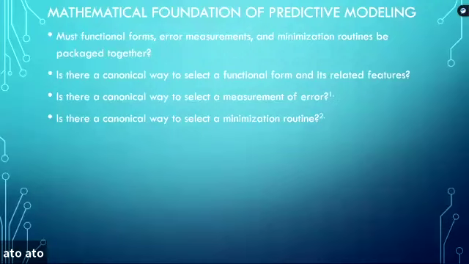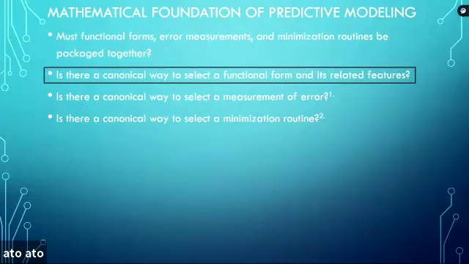So the idea is the chart on the last slide, right? You've got those columns. You specify your methodology, that gives you your functional form, that gives you your error function, that gives you your features, that gives you your minimization routine. It's not clear to me that all these things have to be coupled together. Since it's not clear they have to be coupled together, we can examine them individually. And as you examine these things individually, the question is, is there some sort of canonical way to do some sort of selection here? I believe the answer is yes, from a certain standpoint. We will not address the other questions throughout the course of this talk.